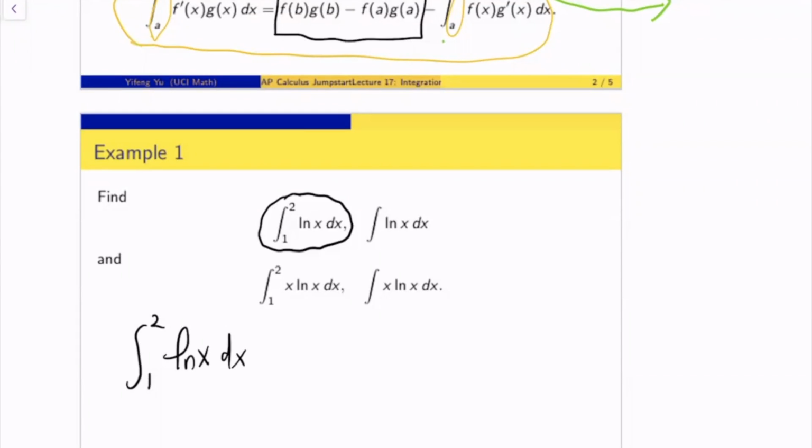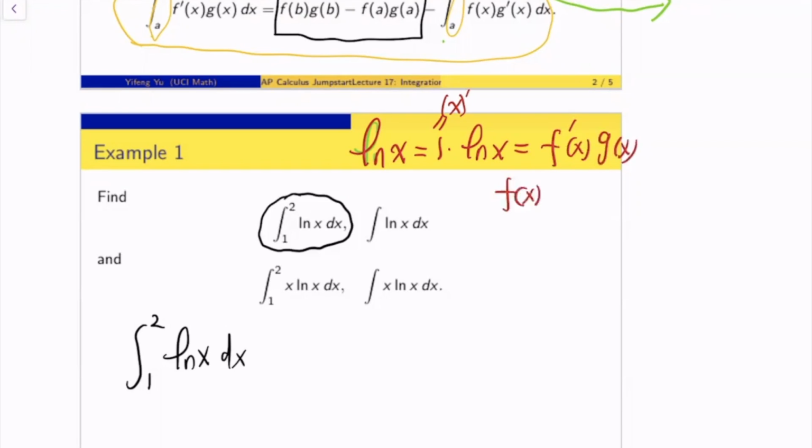Now, log x I can write as 1 times log x. And 1 is the derivative of the function x. So in other words, I can write this as the derivative of f(x) times g(x). Here my f(x) is x, and my g(x) equals log x. Then we can apply integration by parts.